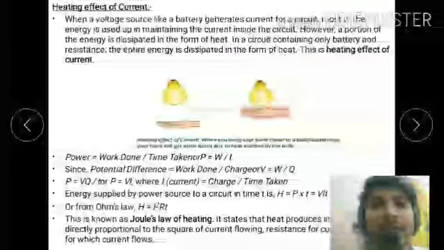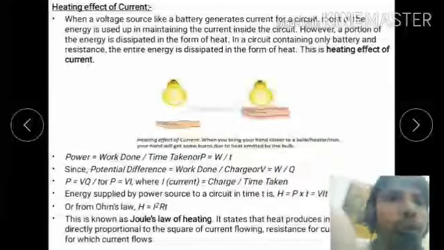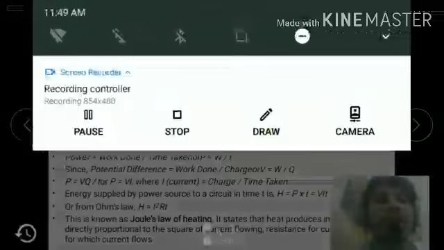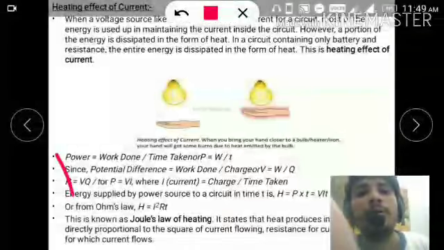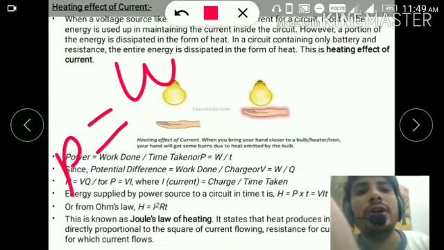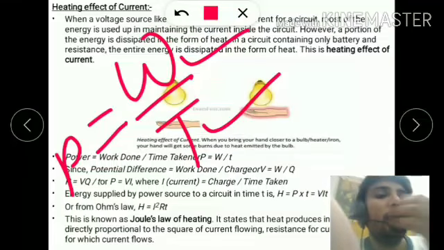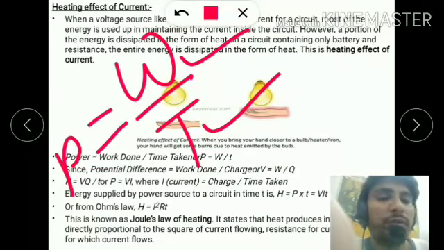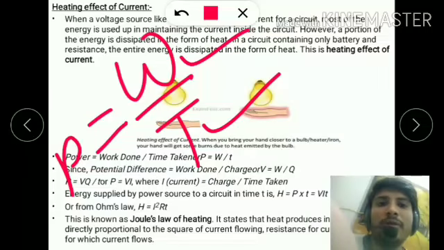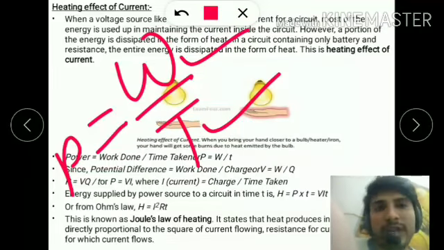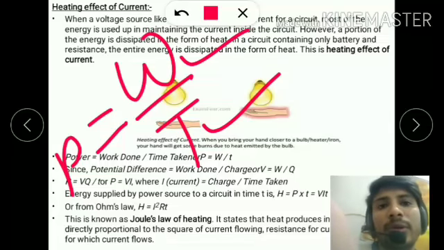Now the next formula is power. What is power? The formula of power is P is equal to W upon T, where W is work done and T is time. If somebody asks you the definition of power, you can say work done in a given time is called power. P is equal to W upon T.